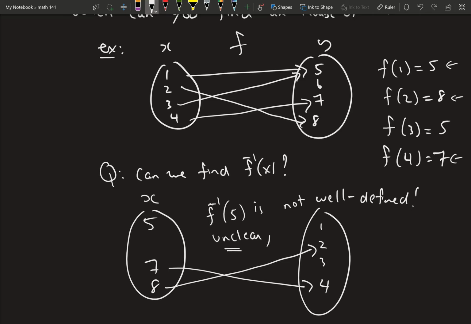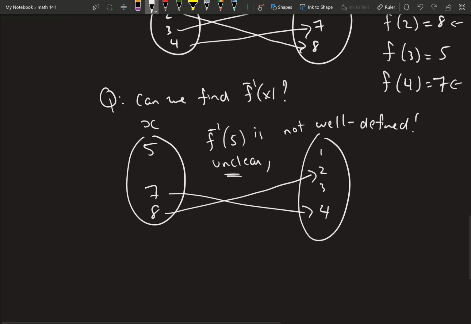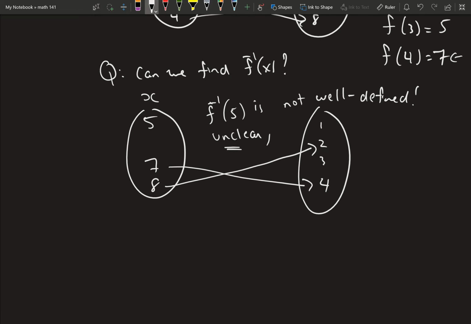So essentially what happens is this function, because 2 input values went to the same output value, so for f here, we had 2 input values going to the same output.